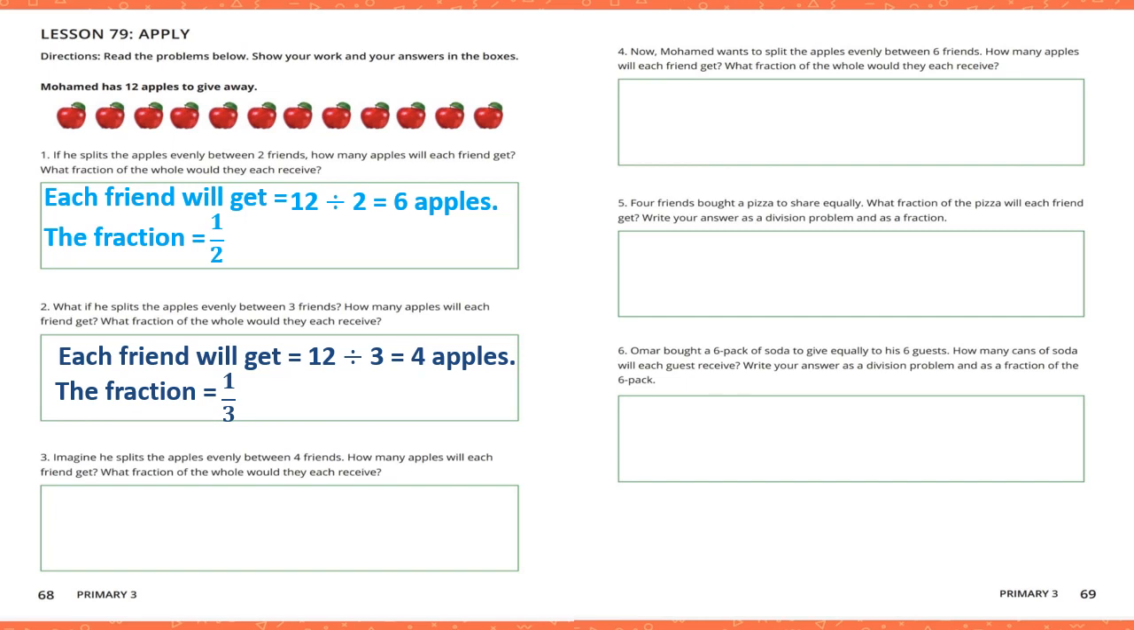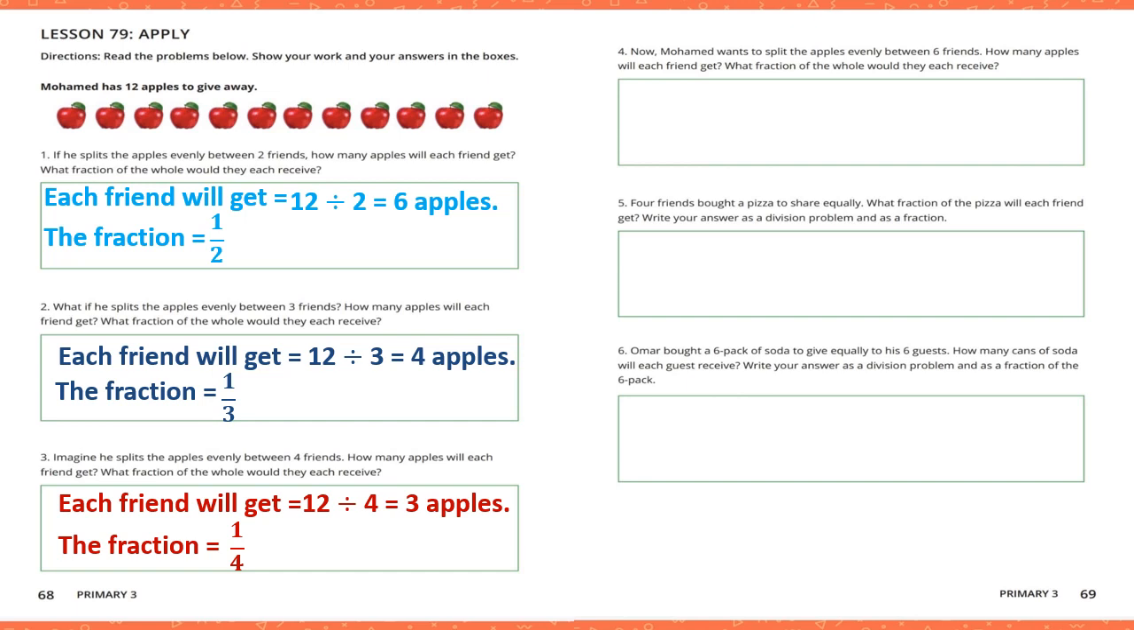Number 3, if he splits them between 4 friends, it's the same. 12 divided into 4 equal parts. So 12 divided by 4 equals 3, and the fraction will be what? They are 4 friends. Each friend will take a fourth, or a quarter.